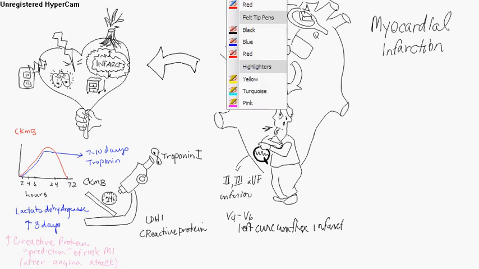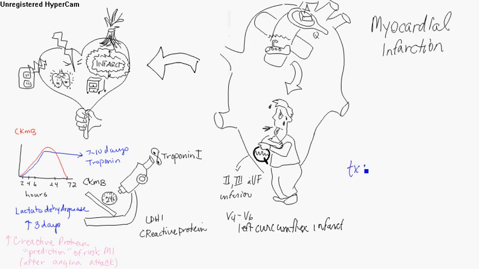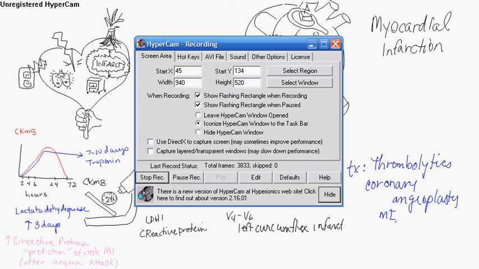Treatment is thrombolytics, coronary angioplasty, which is good for early MI. Total change in lifestyle and try to change what causes it, but other than that, that's what you need to know.